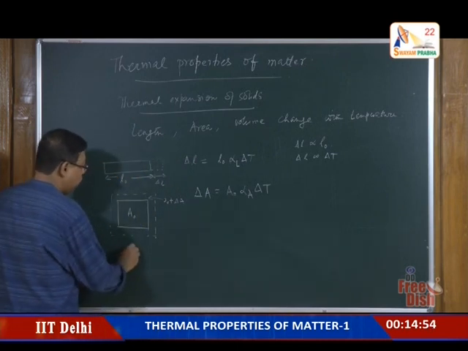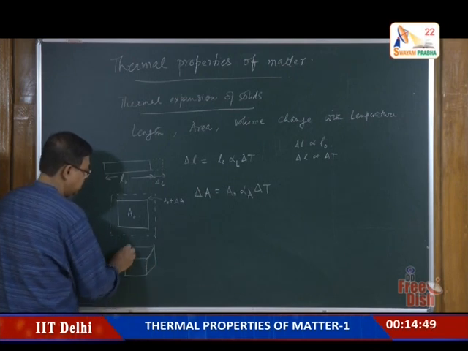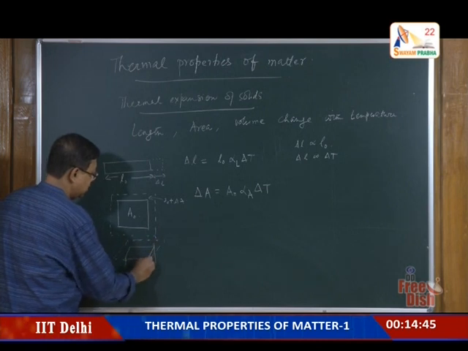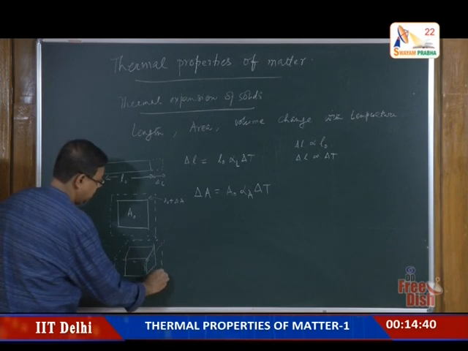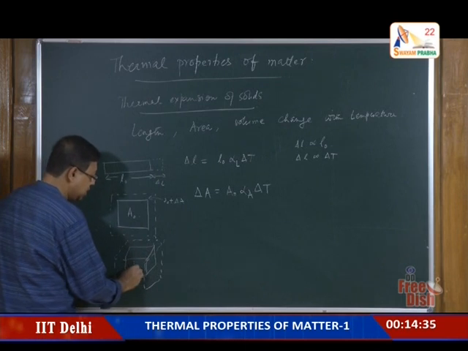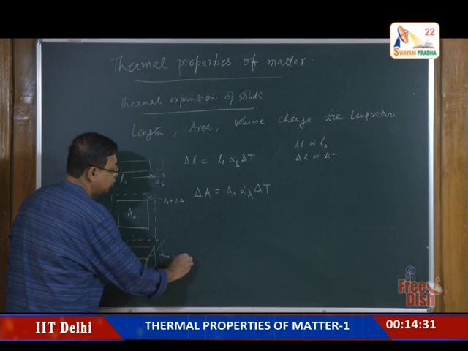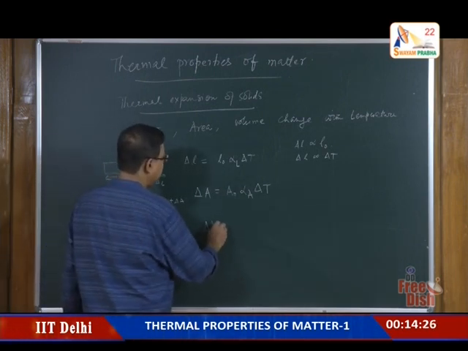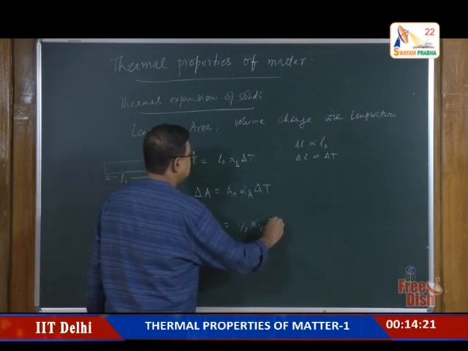And if we talk about a volume, this is my V0 and this is my V0 plus delta V. I hope you can see that. So, this is a volume. The original volume is this, and this has a volume V0 plus delta V, and so delta V equals the initial volume times alpha V times delta T.